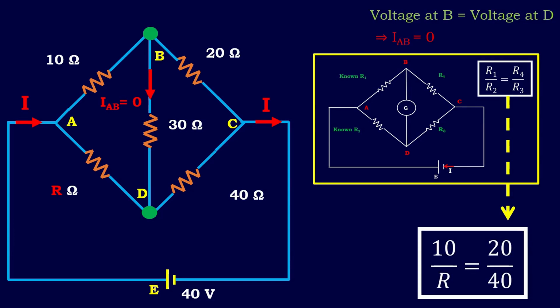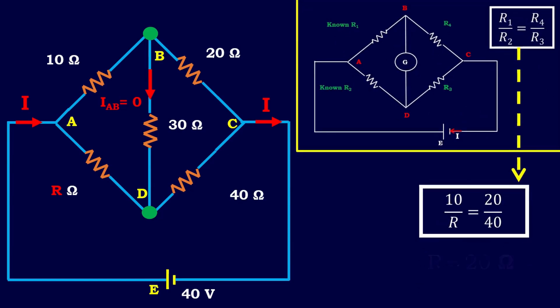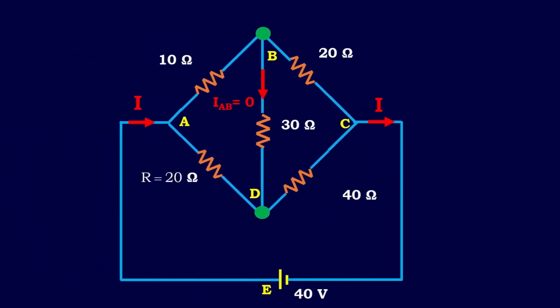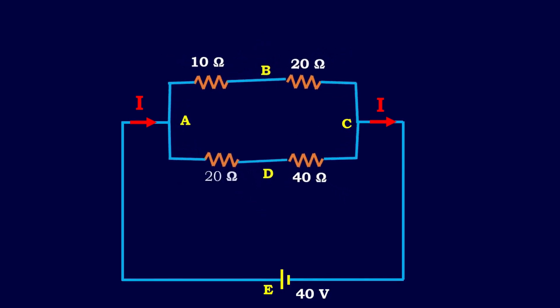When we solve this, we are left with only one unknown, which is R. And on solving, we get R equals 20 ohms. So now, the unknown resistance is determined. Now that we have all the resistance values, the circuit looks like this. Also remember, since there is no current flowing through branch BD, we can safely remove it, as it has no effect on the circuit. After simplifying, the circuit becomes much easier to analyze.